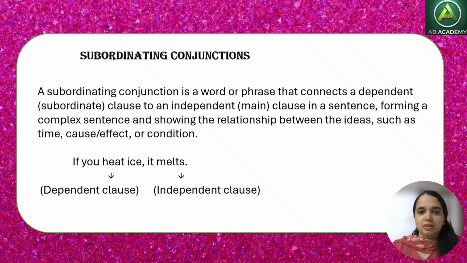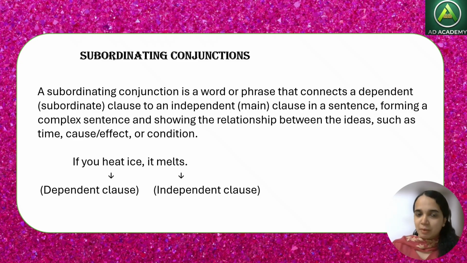We need some other word or phrase to complete its meaning. And in the second part, it melts. It makes sense. Okay, so it can stand alone as a sentence. That's why it is marked as an independent clause. What does our subordinating conjunction do? Imagine you heat ice, and we added the subordinating conjunction if to that sentence.